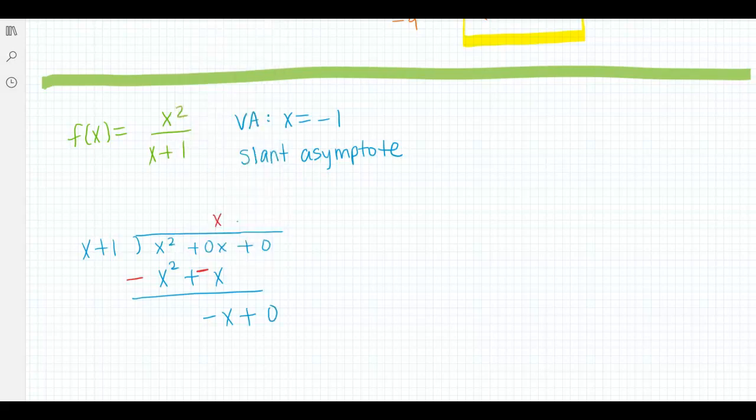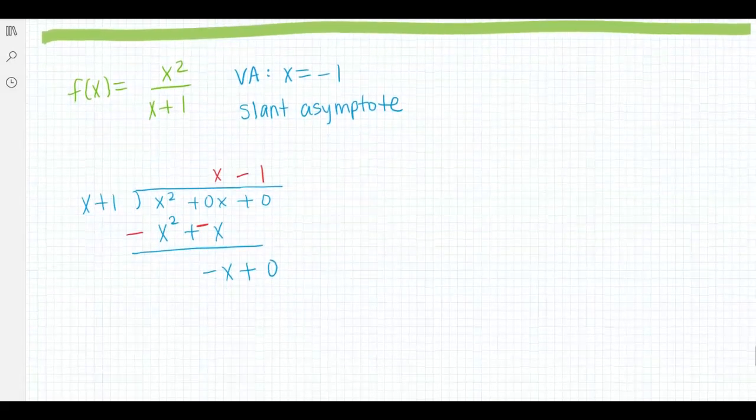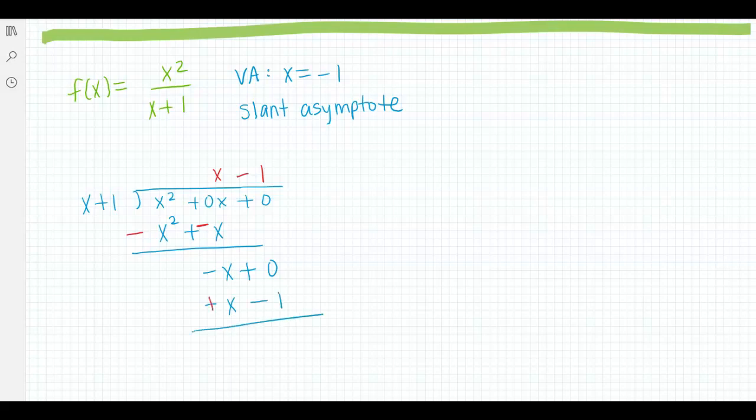So I'll multiply by -1. Then I have -x minus 1. Again, we subtract both of those values, and I have 1 as a remainder. We don't really care about the remainder in this particular case, because what we're trying to do is find what the equation of the line is for the slant asymptote, and it's the quotient. So our equation will be y equals x minus 1.